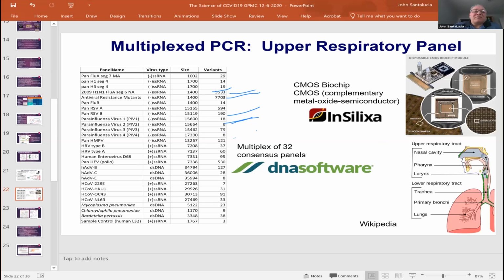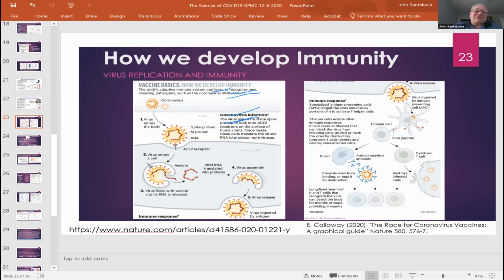How do we develop immunity against this virus? Well, the coronavirus, once it gets into your cell, I mentioned it, the spike protein interacts with the ACE2 receptor that makes the virus get into the cell. The virus is then uncoated and replicated.